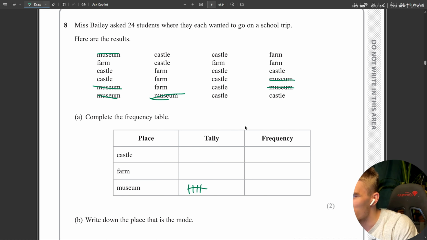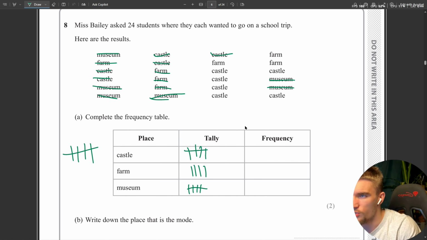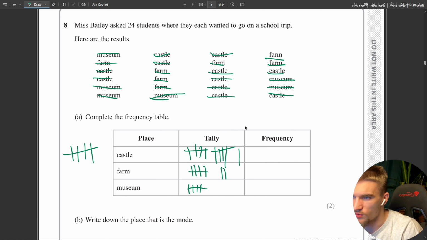Long question. So with a tally, just do 4 dashes and 1 across, right? Castle dash, castle dash, castle dash, farm dash, farm dash, farm dash, castle, cross, farm, cross, castle dash, castle dash. 1 more. So we got 5 plus 5 plus 1, so that's 11. Here we got 5 plus 2, that's 7. And we just got 5.